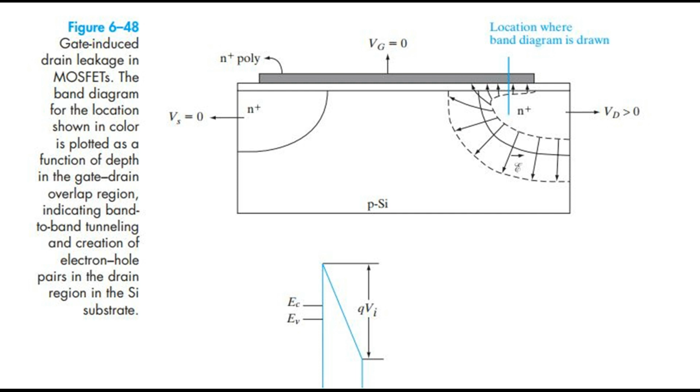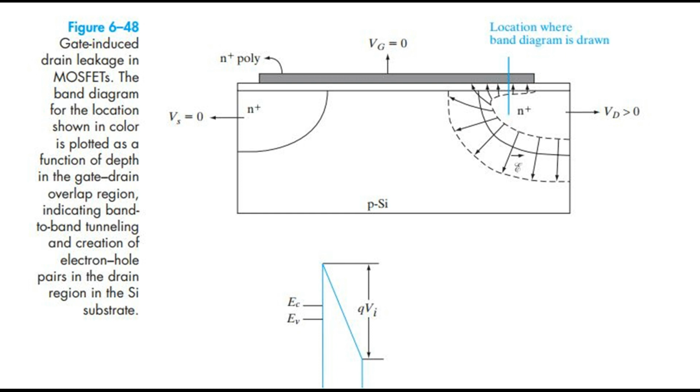Figure 6.48. Gate-induced drain leakage in a metal oxide semiconductor field effect transistor. The band diagram for the location shown in color is plotted as a function of depth in the gate-drain overlap region, indicating band-to-band tunneling and creation of electron-hole pairs in the drain region in the silicon substrate. Metal gate, high-K.